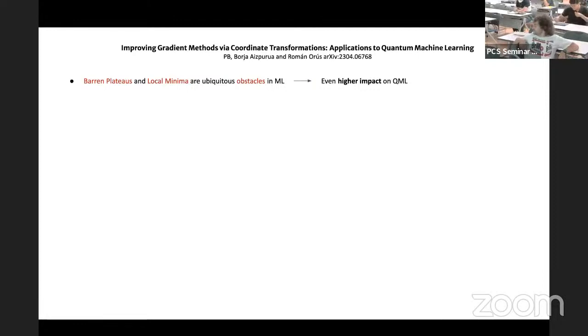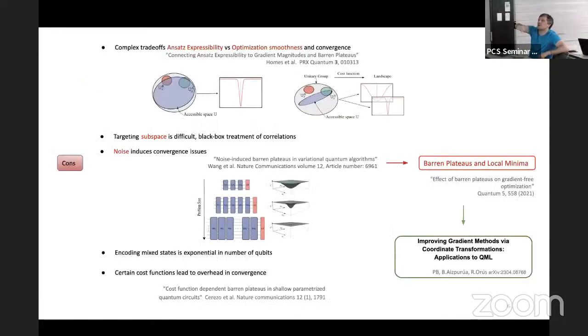Yeah, a very simple question. So what is the landscape like? So you have a very flat landscape with a few local minima here and there, typically these problems?